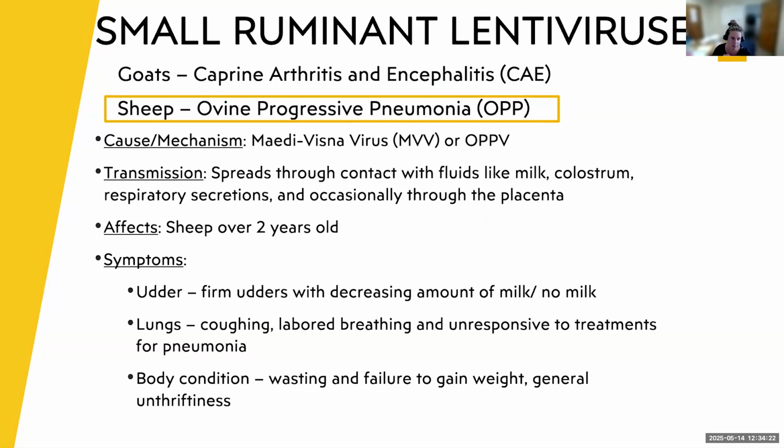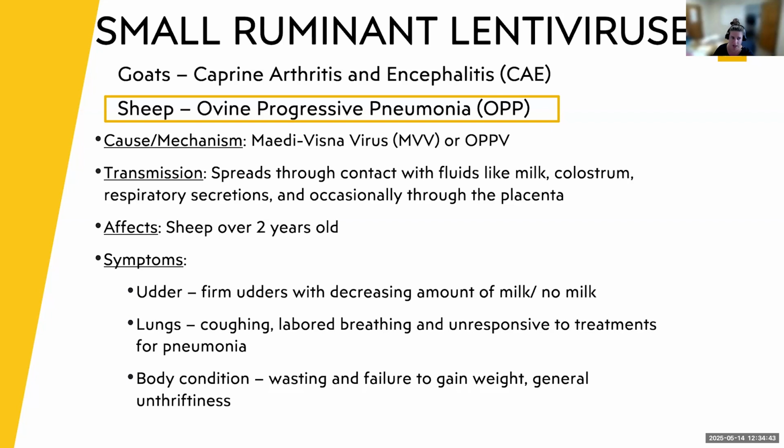So moving on to ovine progressive pneumonia, or OPP. This is caused by the OPP virus, a lentivirus. Its transmission is spread through contact with fluids like milk, colostrum, respiratory secretions, and occasionally through the placenta. It usually affects sheep over 2 years old.